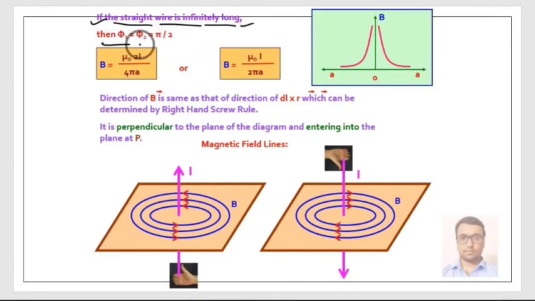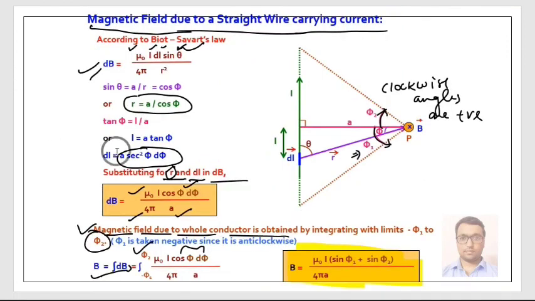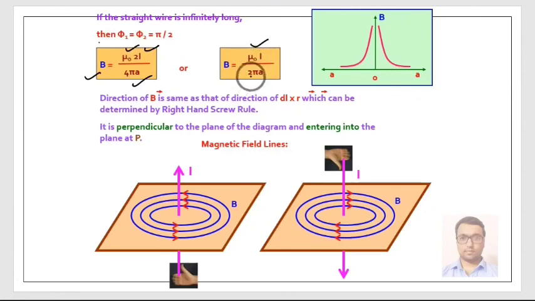Then we have one case, if the straight wire is infinitely long. In that case phi 1 and phi 2 both become 90 degrees. As we solved this expression in case of electric field, the same kind of derivation we have here. Here also we will get mu naught I upon 2 pi a.